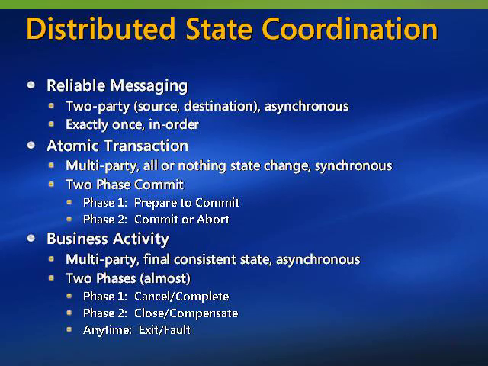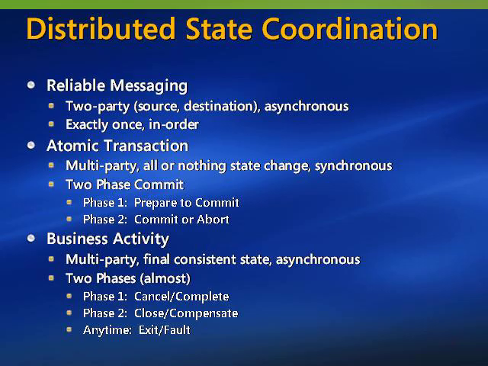Before we delve into reliable messaging, we will talk a little bit about how we think of reliable messaging versus atomic transactions versus business activity. It turns out that all three of these technologies can be used to coordinate distributed state changes between multiple parties. And we had different requirements, different scenarios that led to the evolution of 3 different things.